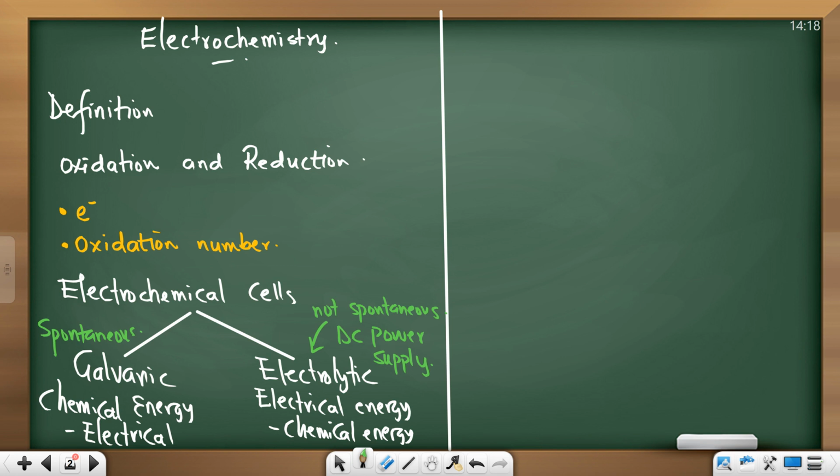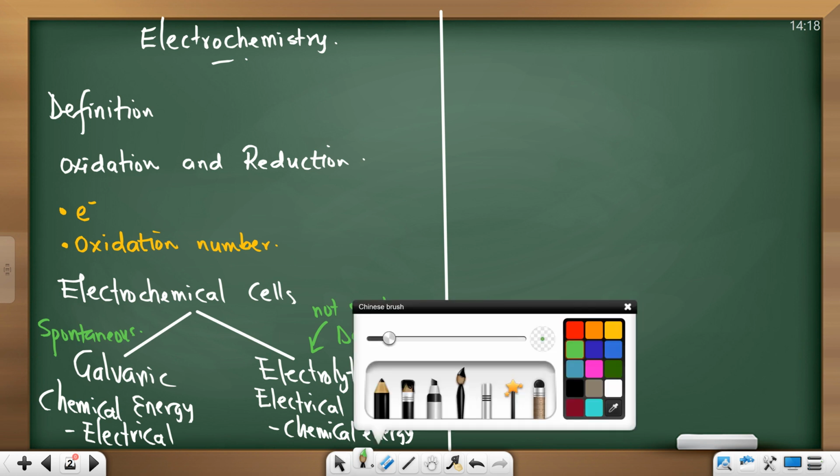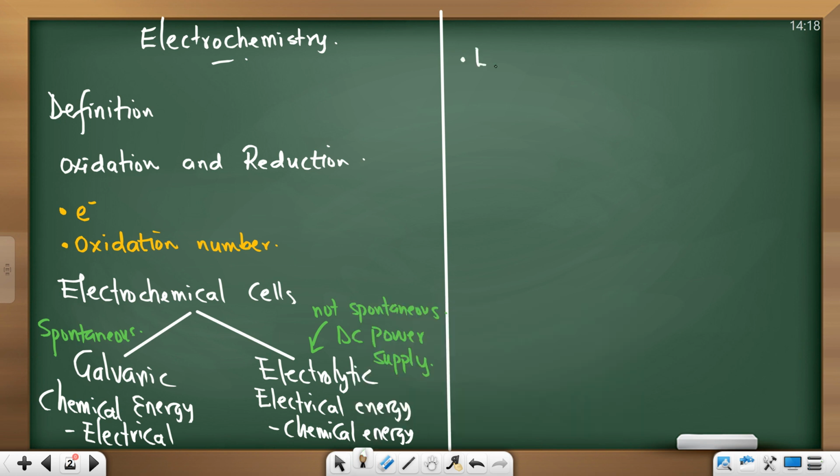The third one is to be able to define electrolysis itself and be able to define an electrolyte. Okay, so these are the basic definitions. We will define as we come across, as I'm trying to just do a crash course.